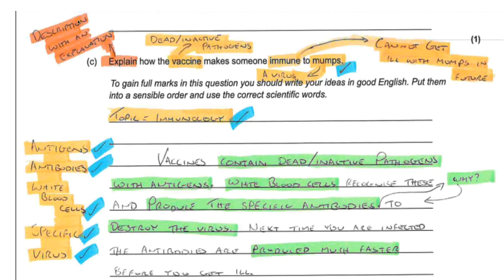So here we're explaining what we mean by these words. When we say explain, you're going to describe and explain. What is a vaccine? Well, you'd want to remind yourself of what that is, because this question requires you to talk about that. What do we mean by immunity? What kind of disease are we talking about here? Well, it's a viral disease. So here are some key words that you would want to put in: antigens, antibodies, white blood cells, specific, virus.